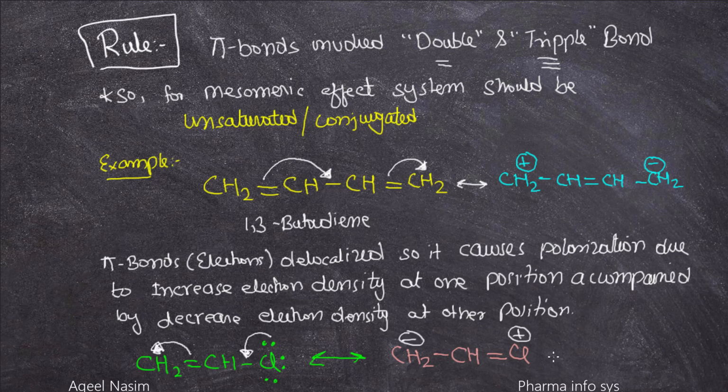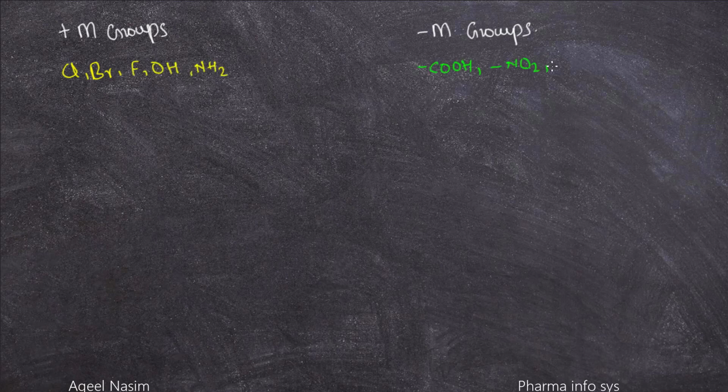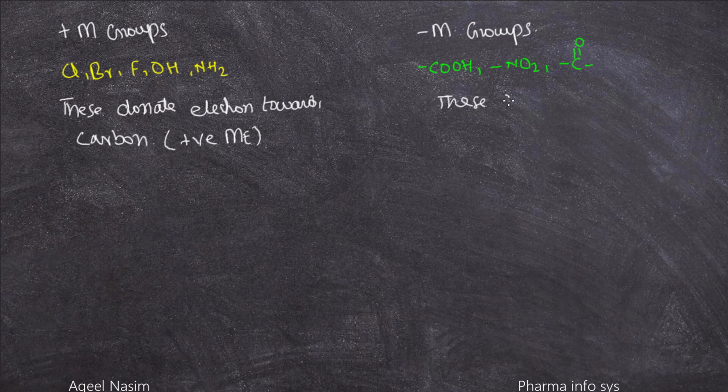Now we are discussing positive mesomeric effect groups and negative groups. Chlorine, bromine, fluorine, OH and NH2 are considered positive mesomeric effect groups, and negative groups include COOH, NO2 and carbonyl. These positive M groups donate electrons toward the carbon atom and cause a positive effect, and negative M groups take away electrons from the carbon and cause a negative M effect.